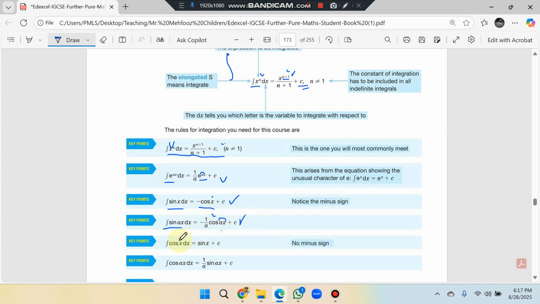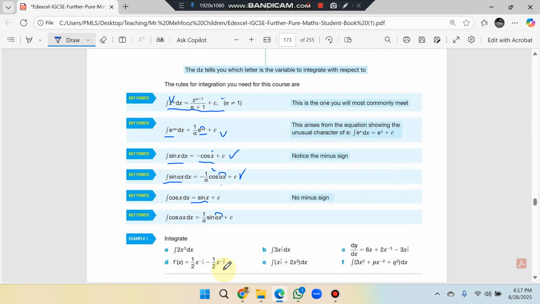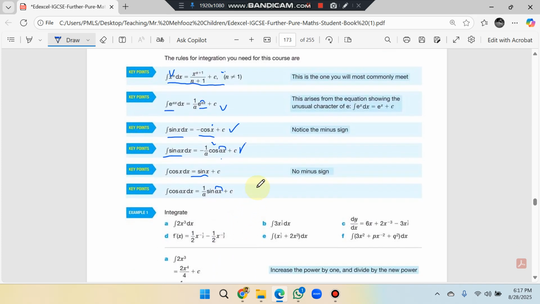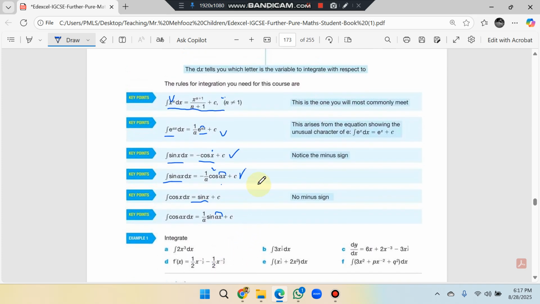Again, cos x has the derivative minus sine x, but cos x has the integration, that is sine x. Okay, and cos ax has the integration sine ax, and divide it by the derivative of the variable, so it becomes 1 over a, and plus c is as it is. These are the rules of the integration.